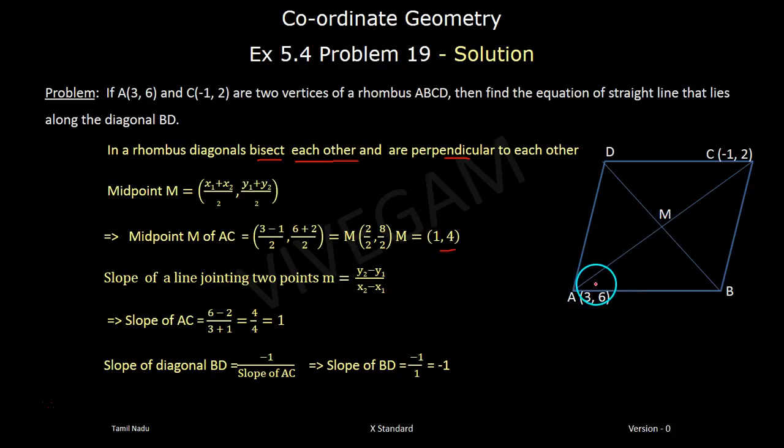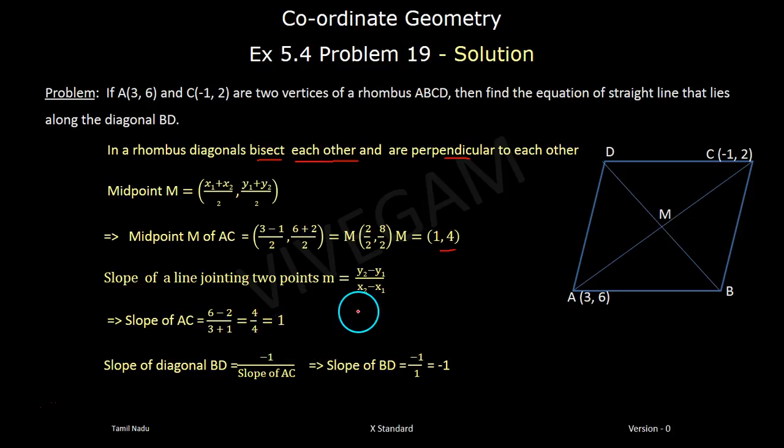Now, what's the slope of the line AC using 2-point form? Again, this is x1, y1, this is x2, y2. So there is y2 minus y1, 6 minus 2 divided by 3 minus of minus 1, that is plus 1. So 6 minus 2 is 4. So 3 plus 1 is 4. So 4 by 4 equal to 1.